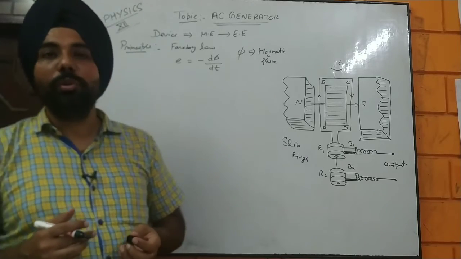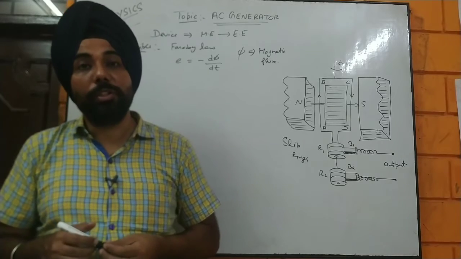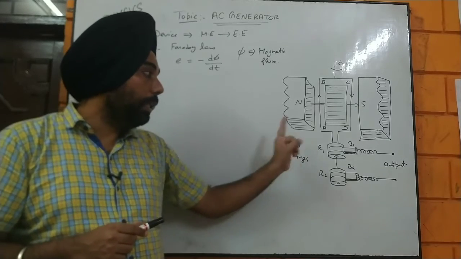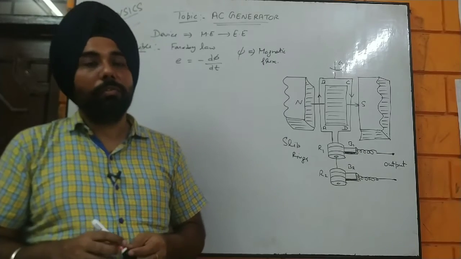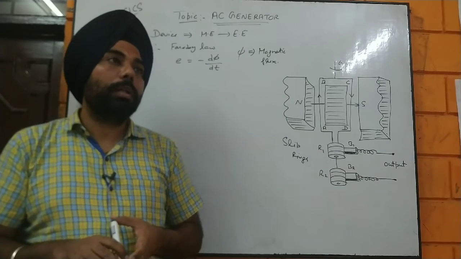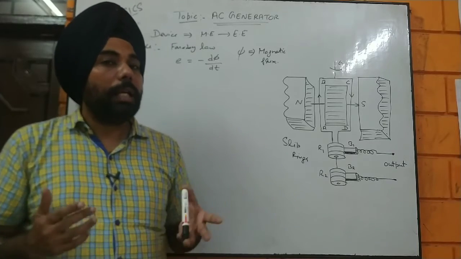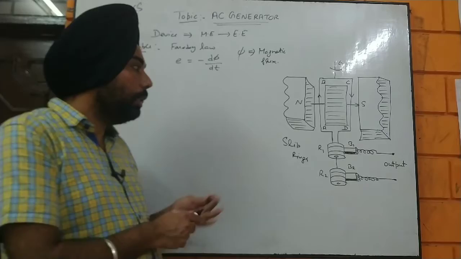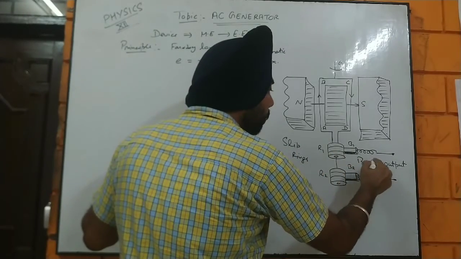Now why do we use carbon brushes? Because they can minimize the friction, because the rings are rotating and the brushes are attached to them. If they were made of some kind of metal, such as copper or aluminium, that could create friction. So they are made up of carbon. These are the brushes here.